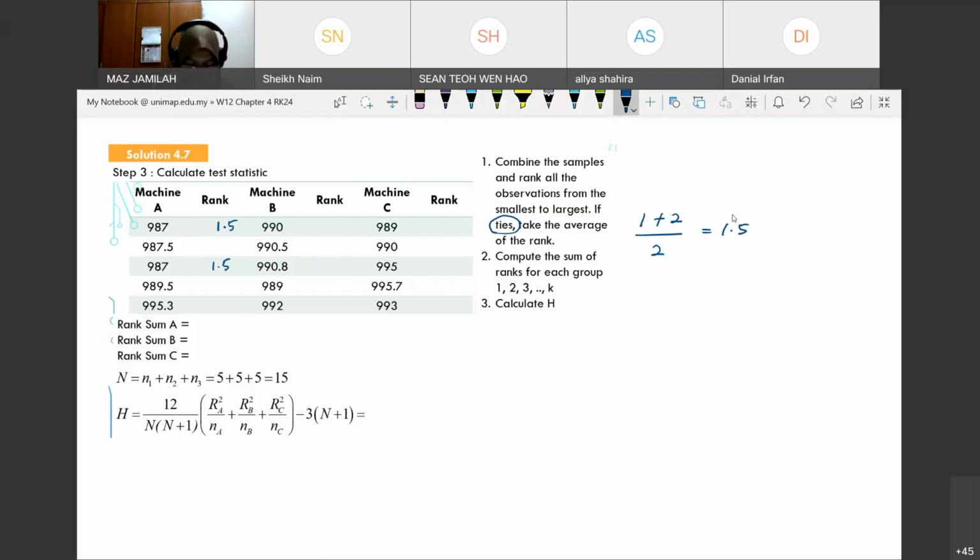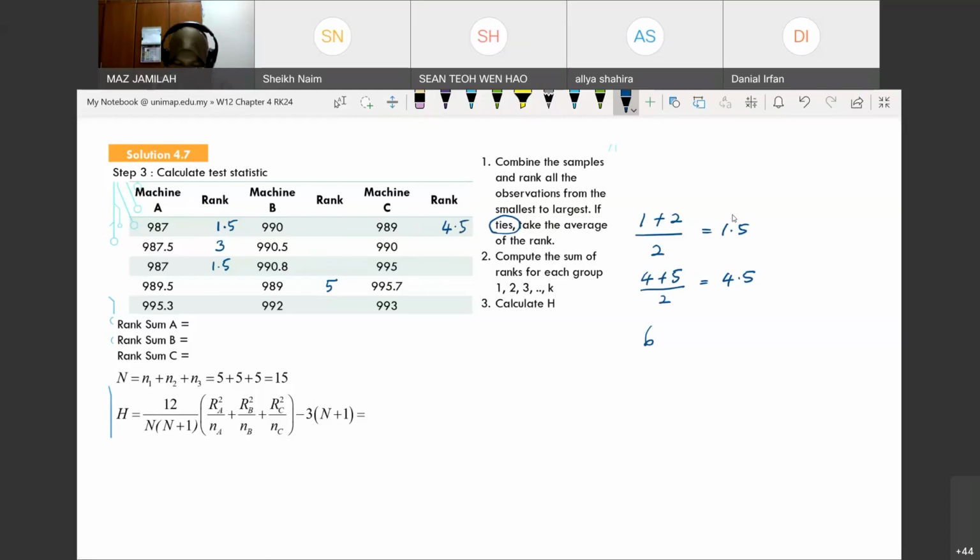After that, number 3 would be 987.5. Then you will have number 4, 989. You have two values of 989, so number 4 and number 5. So 4 plus 5 divided by 2, you will get 4.5. That's why you have 4.5 here and here.